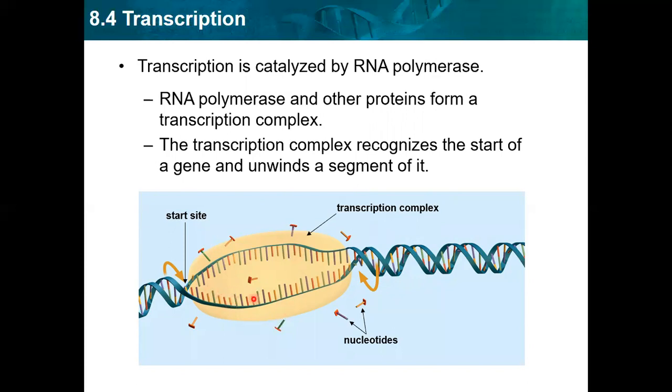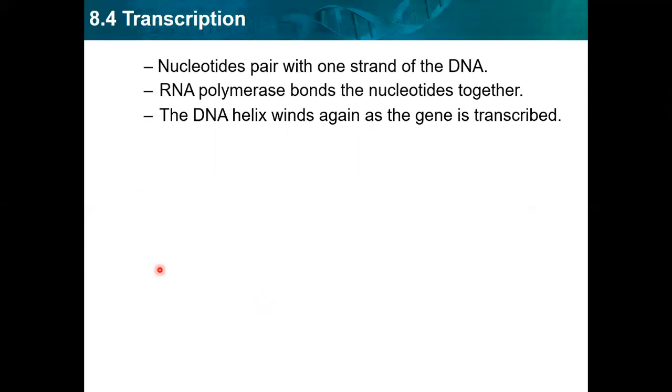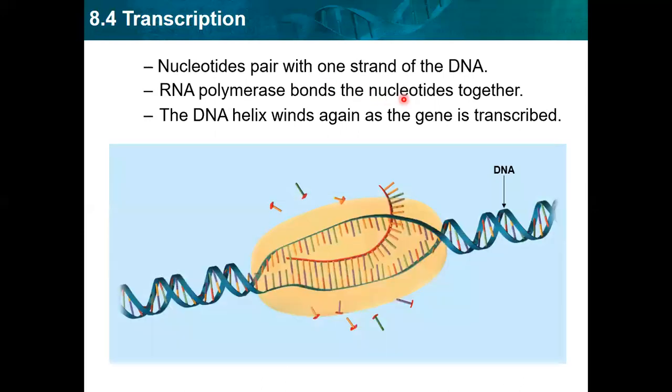So what would happen is they're going to use one side, either the lower side or the upper side. The free floating nucleotides will find complementary bases maybe in the lower section or the upper section, and it's going to form an RNA molecule with it. So the RNA polymerase bonds the nucleotides together, the DNA helix re-forms, and the gene is transcribed. So this is the process whereby the free floating nucleotides pair up with the lower section. As that happens, the process of transcription is completed.